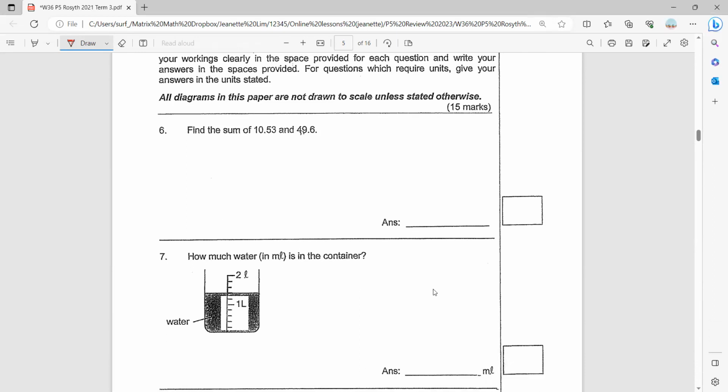Find the sum. Okay, sum we add. 0.53. When you add, be careful. Your decimal points must coincide in the same column. So here, decimal here. So 3, there's 0. 1. 10, so 60.13.